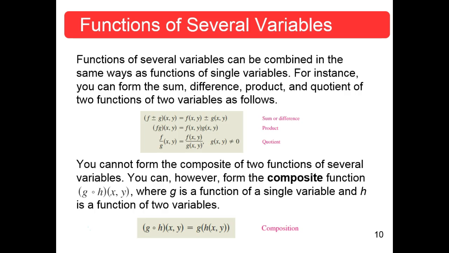You cannot form the composite of 2 functions of several variables. You cannot. Good. I didn't like doing composites anyway. You can, however, form the composite of the function g composed with h of xy, where g is a function of a single variable, call it u or something like that, but h is a function of 2 or more variables. Because you see, the composite function is g of h of xy, okay?